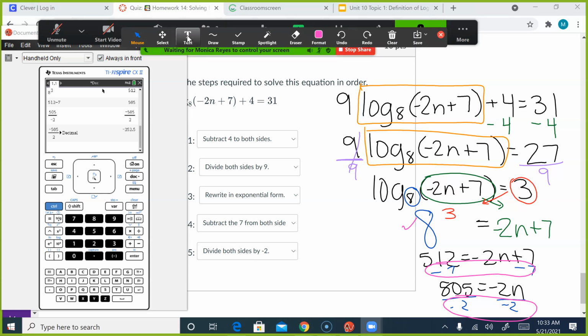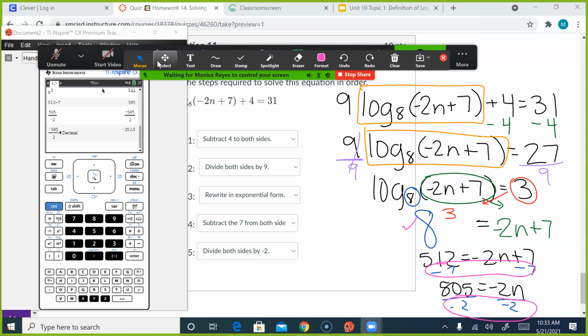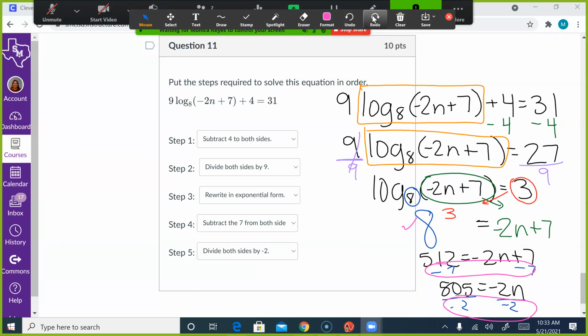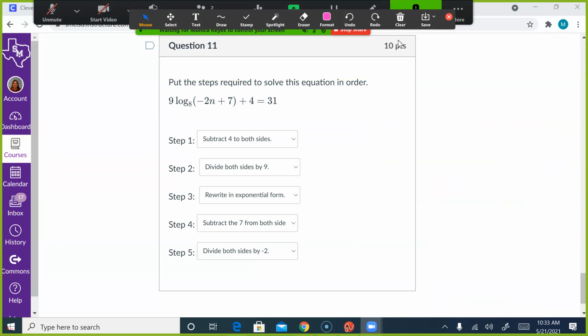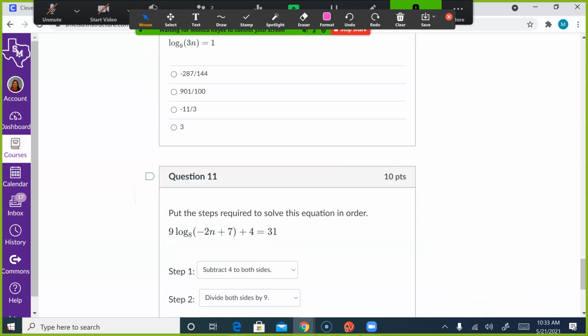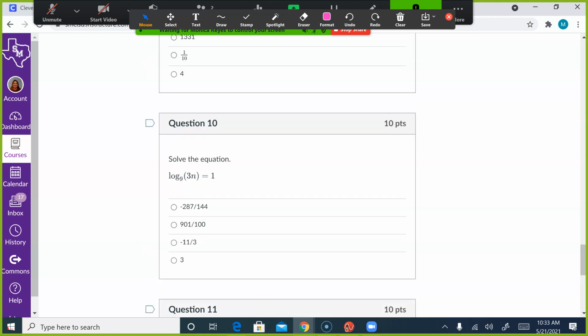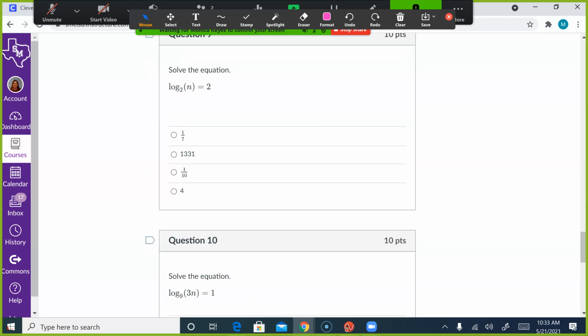So again, for 9 and 10, you are not going to do this much work, but just do the middle step where you're converting. So rewrite it in exponent form, drop the base, switch the other two, and solve. Here, drop the base, switch the other two, and solve for the variable.